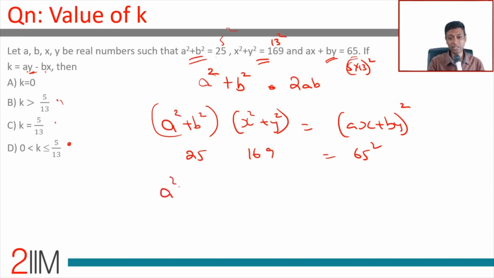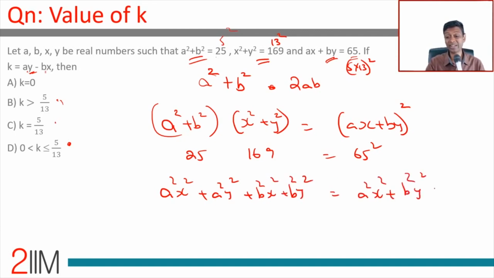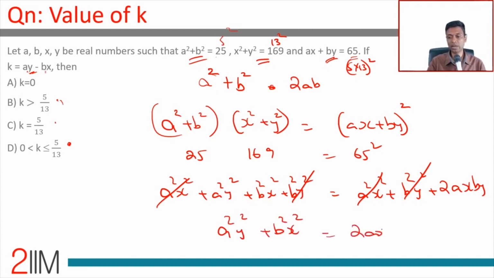So if we expand this, we get a square x square plus a square y square plus b square x square plus b square y square equal to a square y square plus a square x square plus b square y square plus 2axby. This gets knocked off with this. This gets knocked off with this. a square y square plus b square x square equals 2axby. It's a wonderful expression, especially if you write it like this: a square y square plus b square x square minus 2abxy is equal to 0.